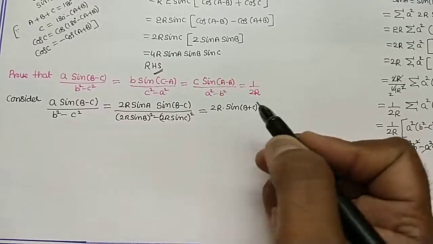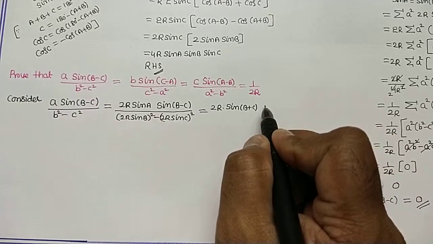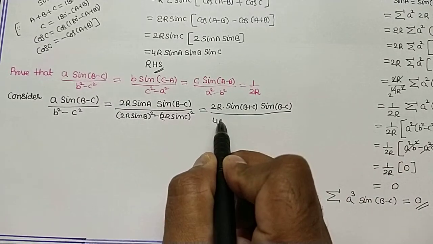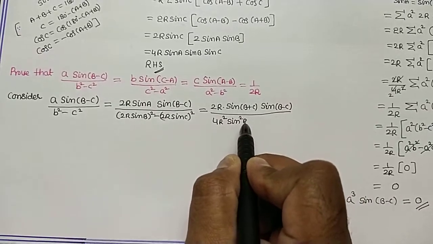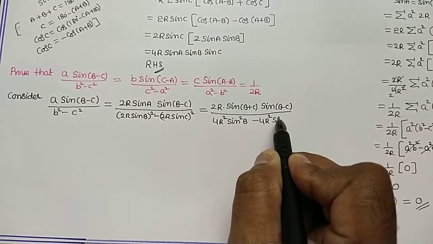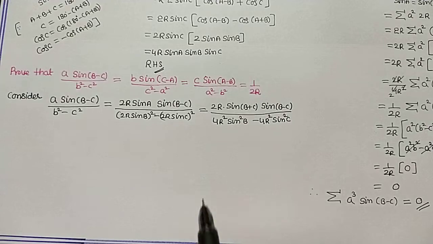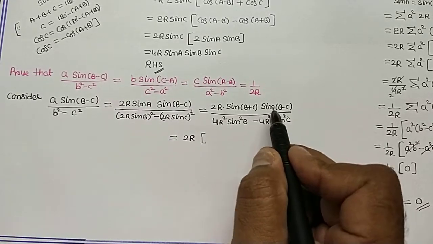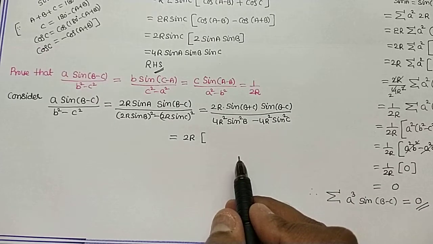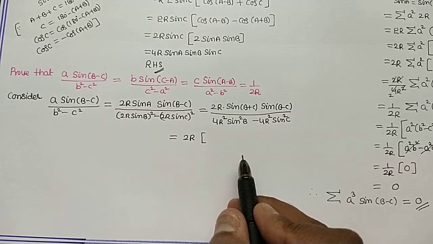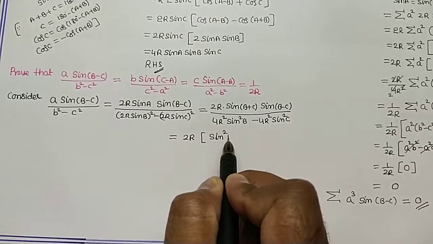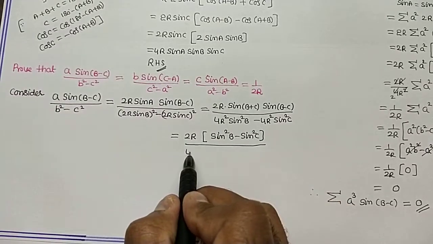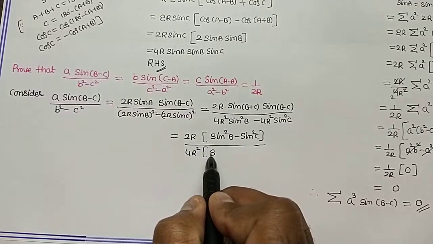In the previous problem, I discussed how we are getting sin of B plus C instead of sin A. Sin of B minus C divided by 4R square sin square B minus 4R square sin square C. After that, 2R into sin of B plus C into sin of B minus C. Sin of A plus B into sin of A minus B is sin square A minus sin square B. Sin of B plus C into sin of B minus C is sin square B minus sin square C, divided by, in the denominator, if you take 4R square common, you will get sin square B minus sin square C.